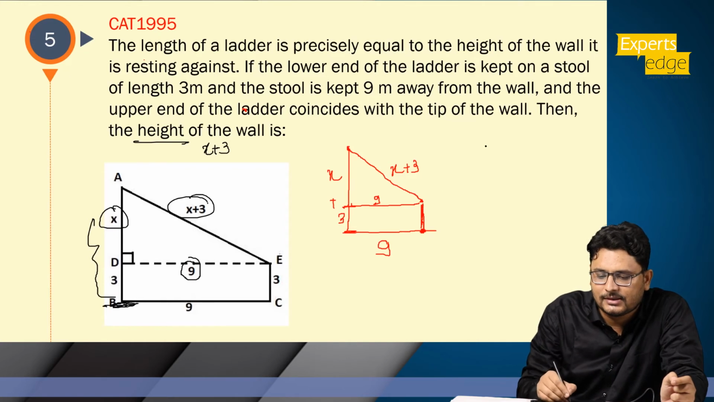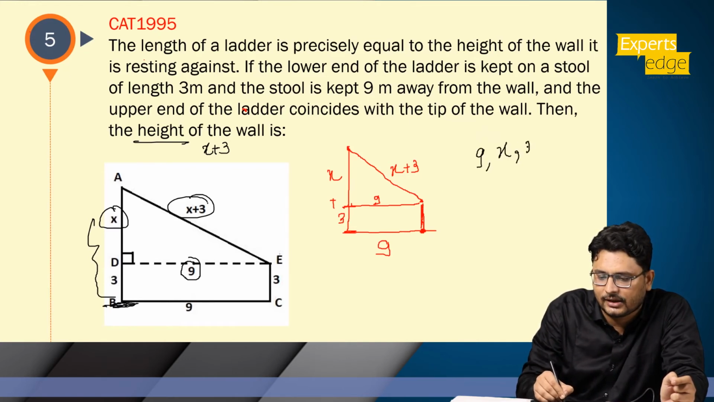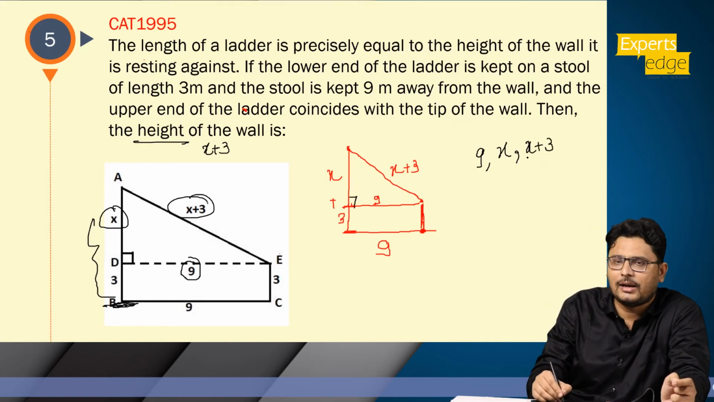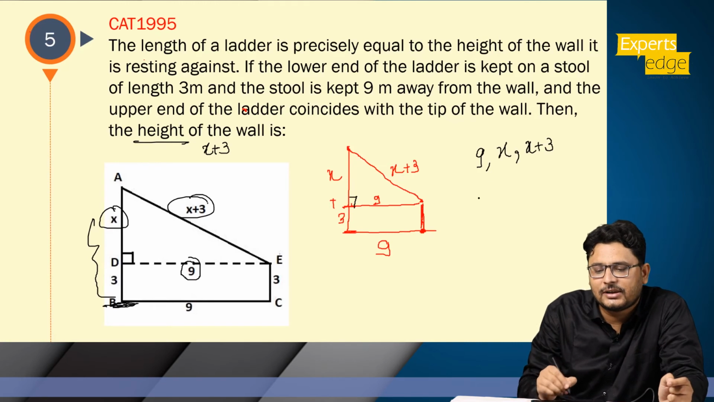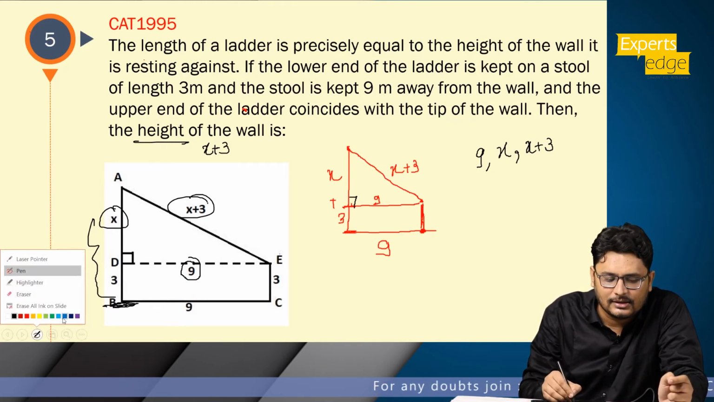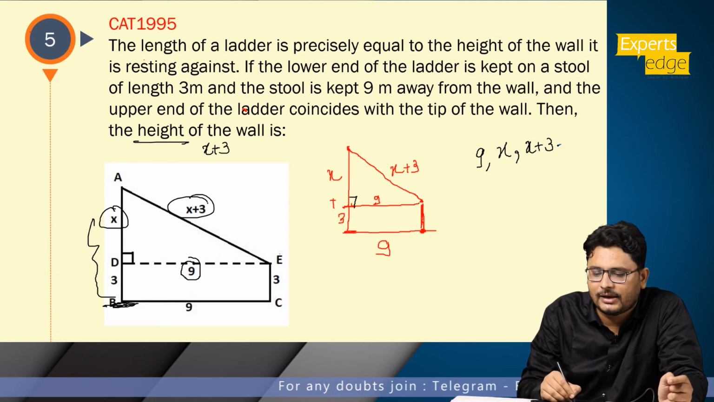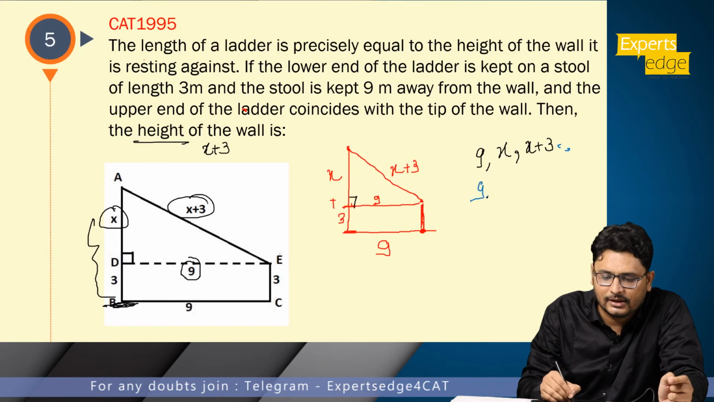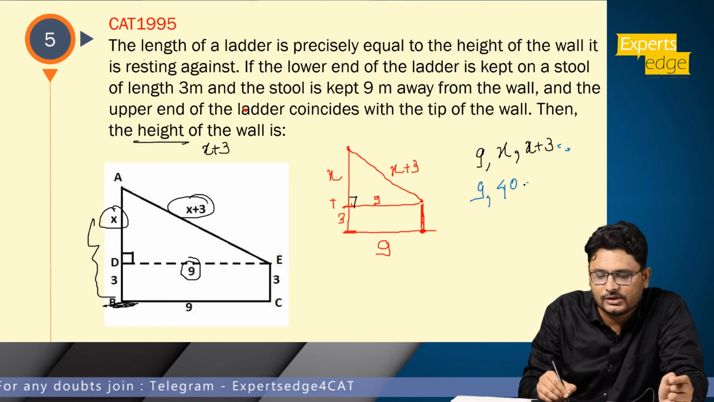So triplets, this can be 9, this is x and this is x plus 3, right? x plus 3 is opposite to 90 degrees, so it has to be the hypotenuse. So what triplet do I get from 9? The first triplet will be, let's say the square of 9 is 81, right? And half of 81 is 40.5, so the triplet of 9 is 9, 40 and 41. Will this go? No.